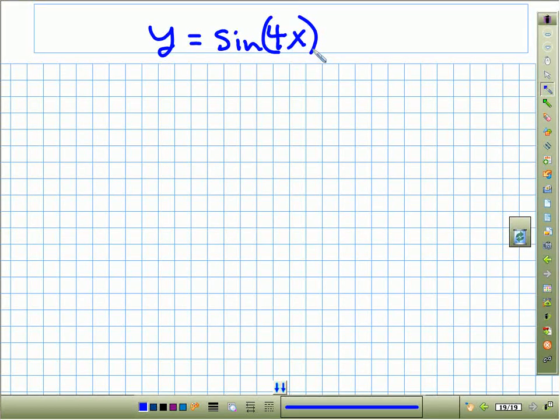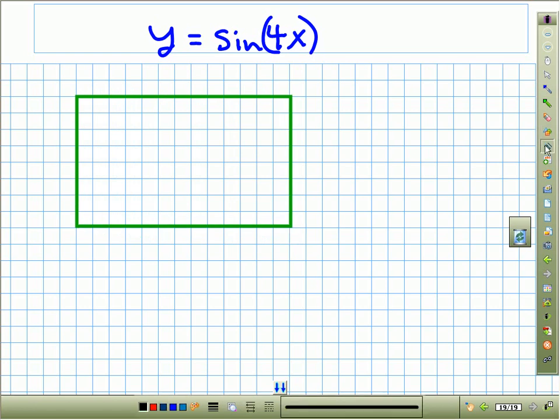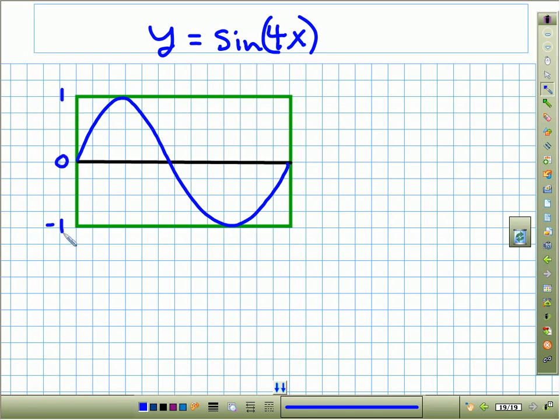So let's just look at one period of this graph. We'll use the same old process, which is just going to graph it. Now, notice I haven't labeled anything. I'm just looking at one period of this graph. Now, we know it oscillates about the x-axis. It goes up to 1 and down to -1. What's in question here is where does it start and where does it stop?